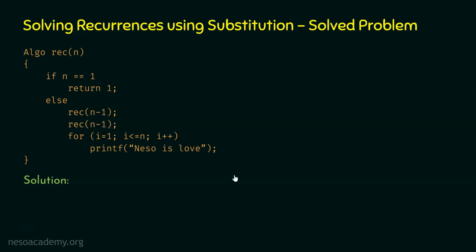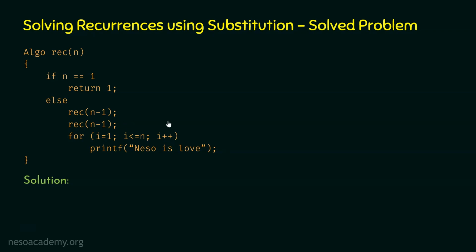What about the recursive case? Here we have rec of n minus 1, and rec of n minus 1 will take T(n minus 1) time, because we are assuming T(n) is the time required to execute rec of n. Hence, T(n minus 1) is the time required to execute rec of n minus 1. The second call will also take T(n minus 1) time. So the total time is 2T(n minus 1).